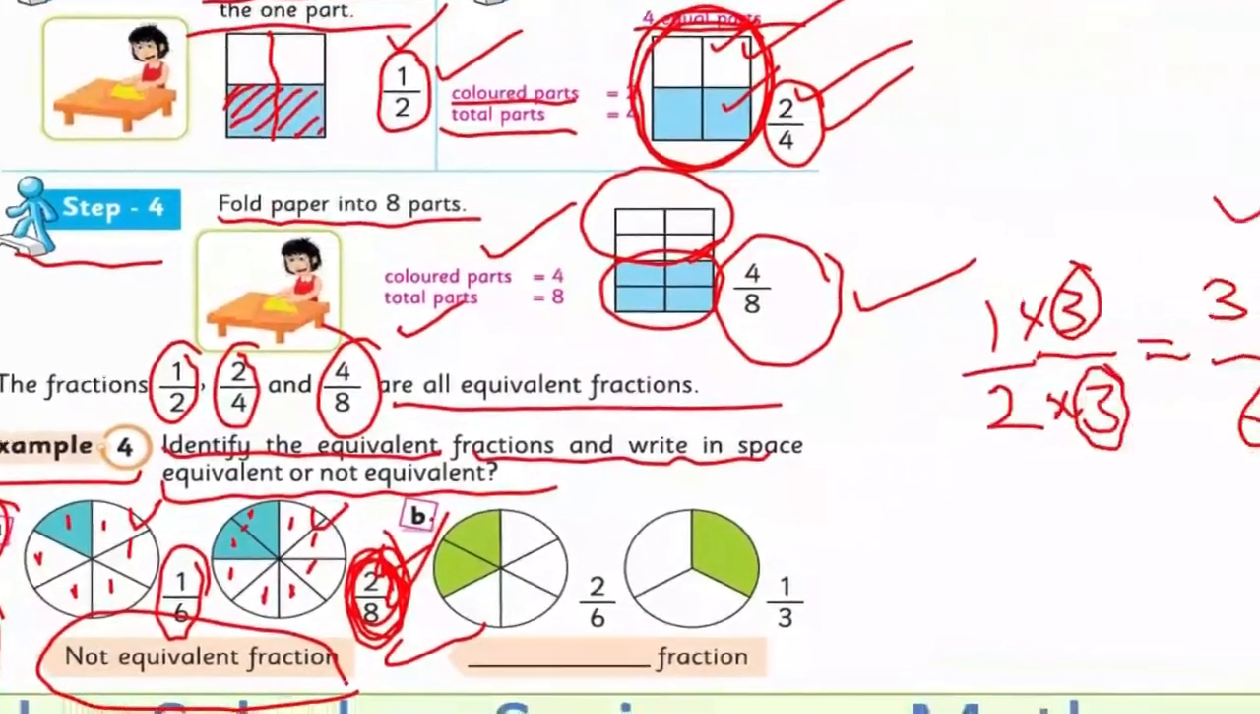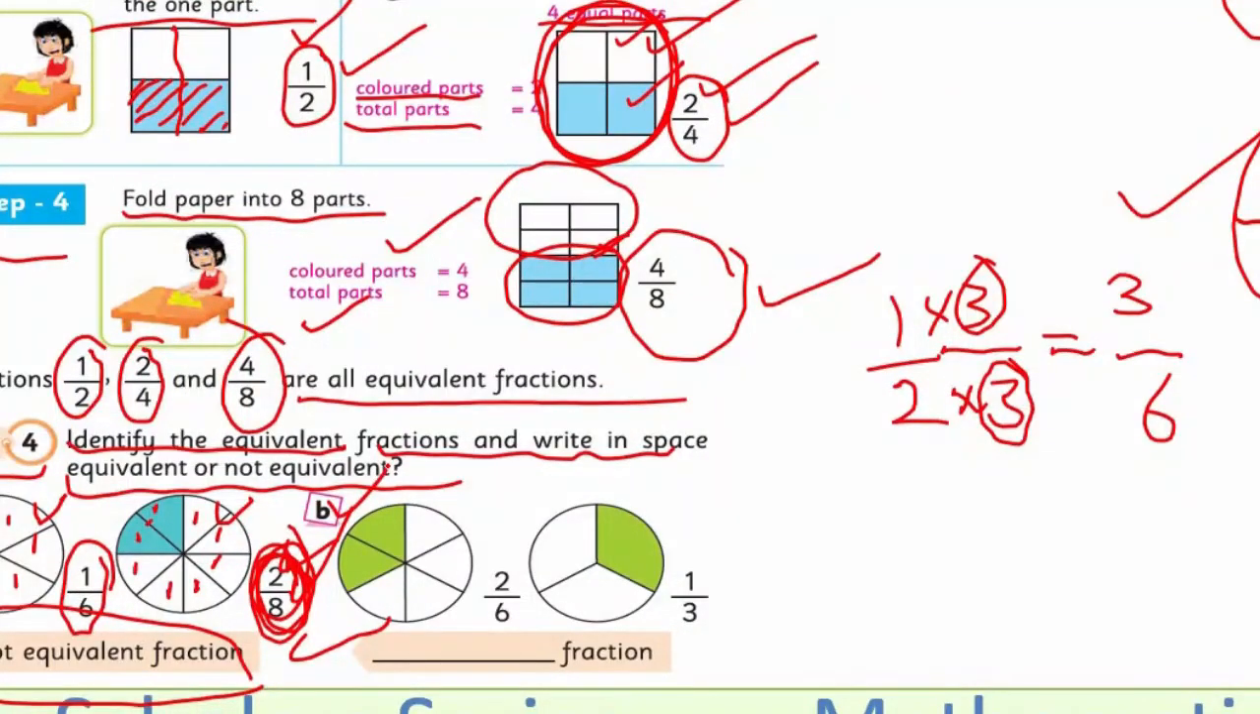Now look at part B. How many parts in this fraction? 1, 2, 3, 4, 5, 6. Shaded parts? 2 parts. So 2 by 6. How many parts? 1, 2, 3. Total parts 3 and shaded is 1.